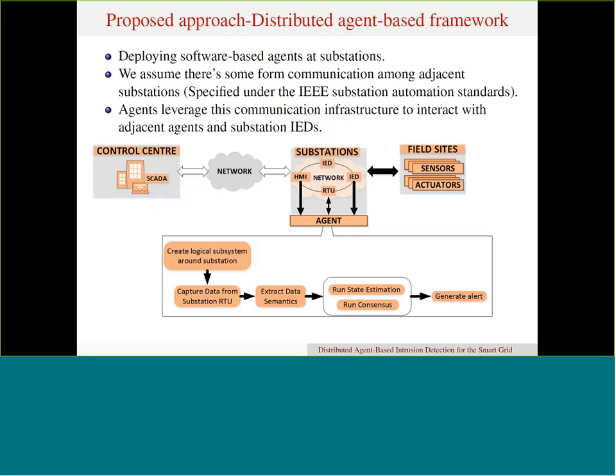So the figure is basically still just the figure that I started with. If we added an agent within the substation, and this agent was able to access data from RTUs and IEDs and process this data, if it's a command, it could extract the semantics of this command, that is, what exactly this command is required to do, and then maybe run state estimation and then run a consensus algorithm to share its findings with its neighbors. And so these agents can generate alerts if they realize there's an anomaly. So this is the strategy.